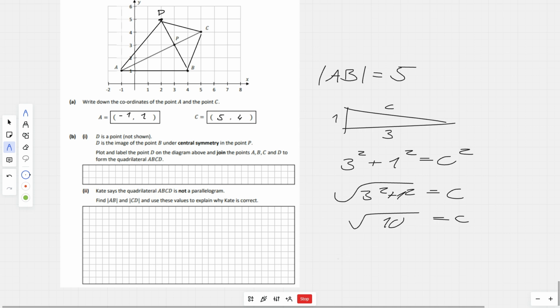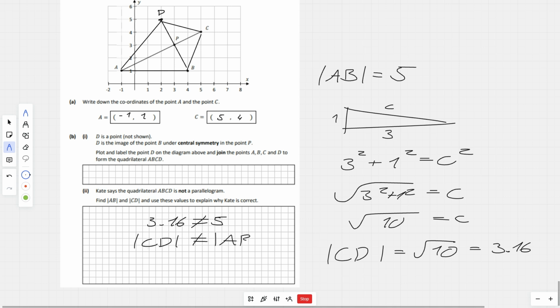So the length of CD is equal to the square root of 10. If we want to write that as a number, the square root of 10 is 3.16. So we want to explain why Kate is correct. We could say 3.16 is not equal to 5. So the length CD is not equal to the length AB. This sign here just means not equal. And that is our answer to B, part 2.